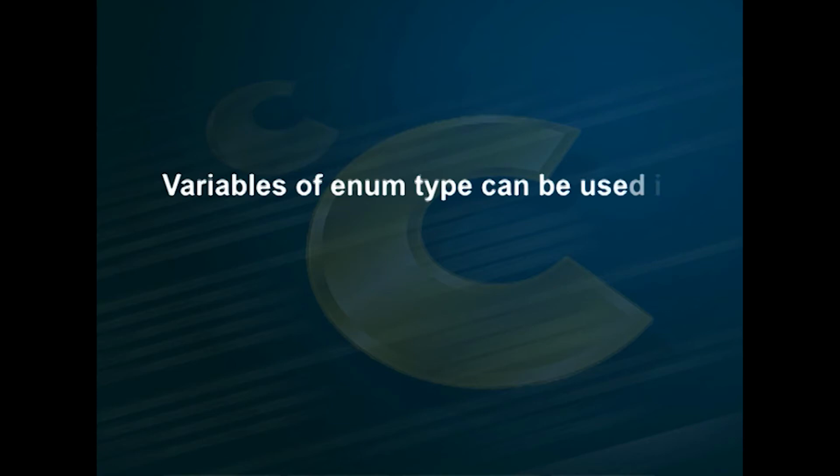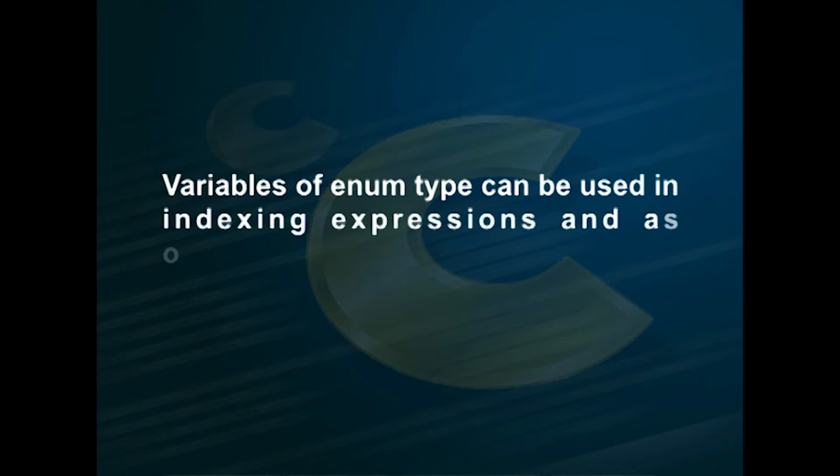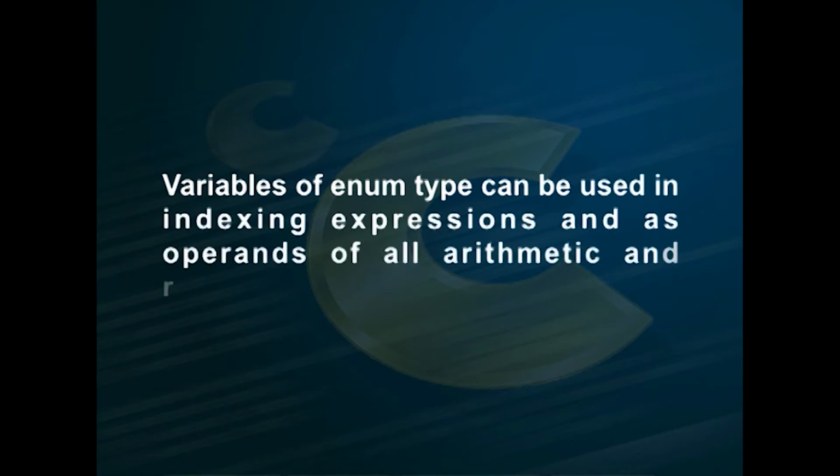Note that it is possible to force any of the values to an integer of our choice. For example, Tuesday is equal to 18. From that point, the values are incremented by 1 again. Variables of enum type can be used in indexing expressions and as operands of all arithmetic and relational operators.